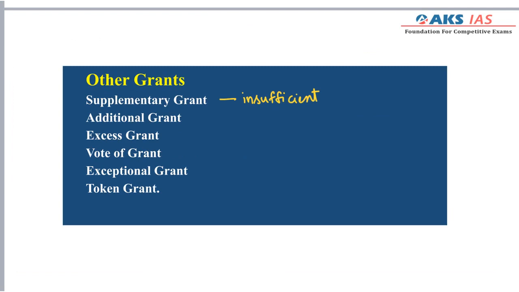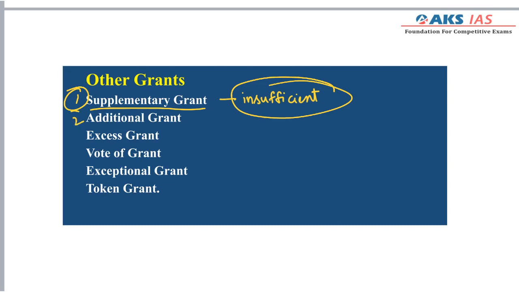So the first one here is the supplementary grant. It is granted when the amount authorized, say the Parliament has authorized a particular ministry some 100 rupees through the Appropriation Act for a particular service, but in the current financial year it finds that 100 rupees is insufficient for that year. Now it can grant the supplementary grant in order to meet that demand.